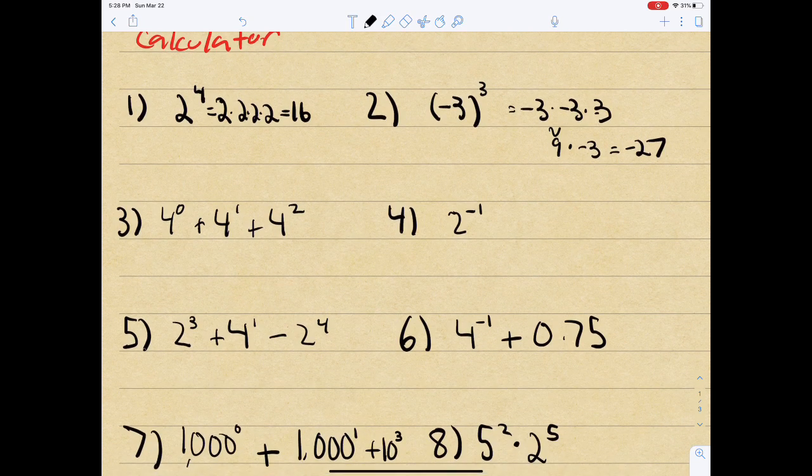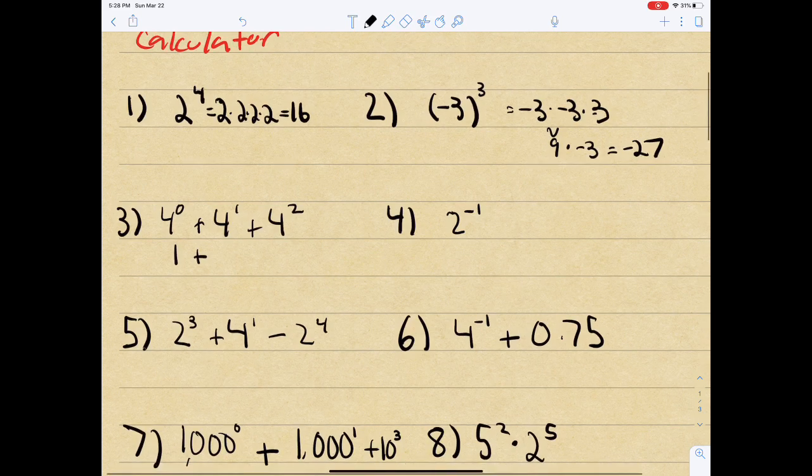This one right here, 4 to the 0, if you guys remember, anything to the 0 is going to be 1. Plus 4 to the 1 is just itself. And then plus 4 squared is 4 times 4. So this is going to make 5 plus 16 equals 21.